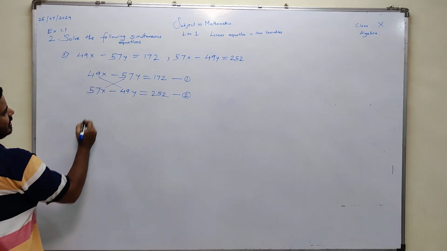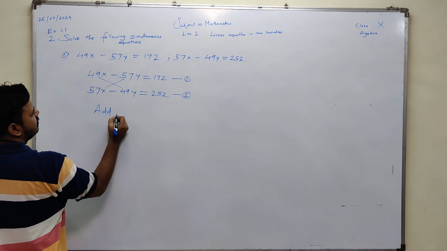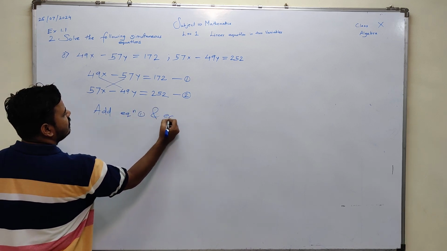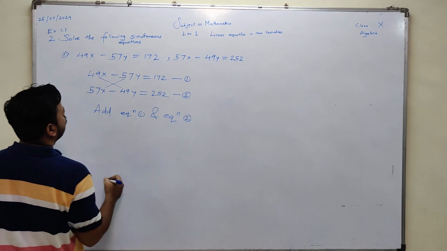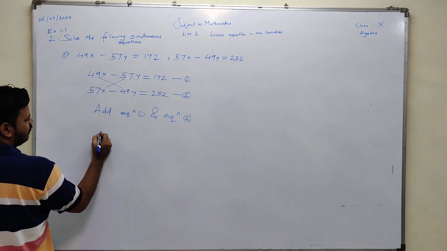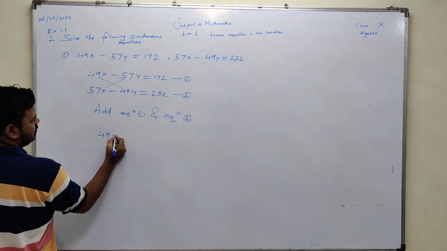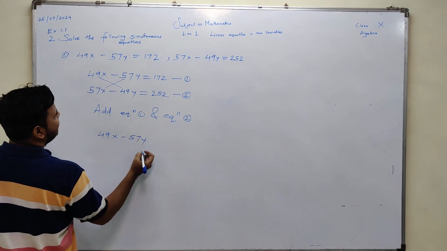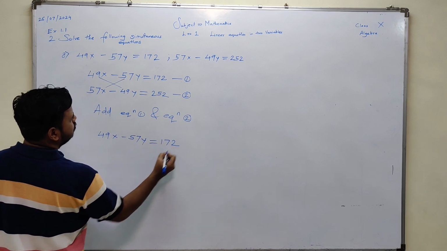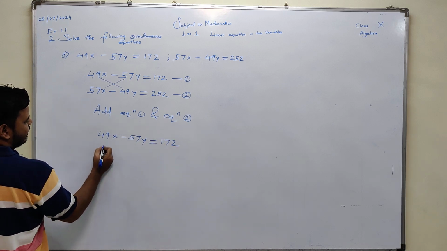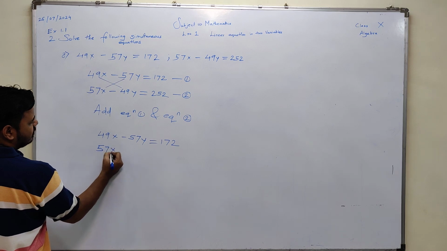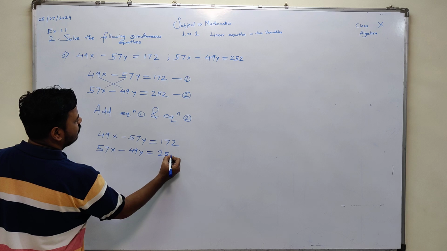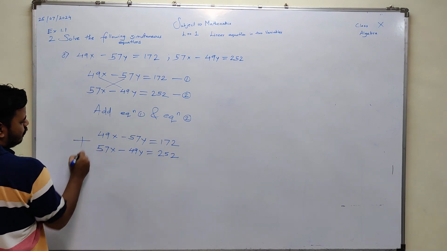So what we will do here, we will add equation 1 and equation 2. So I will write down both the equations below here. 49x minus 57y is equal to 172, and below that I will write 57x minus 49y is equal to 252. We will add both these equations.